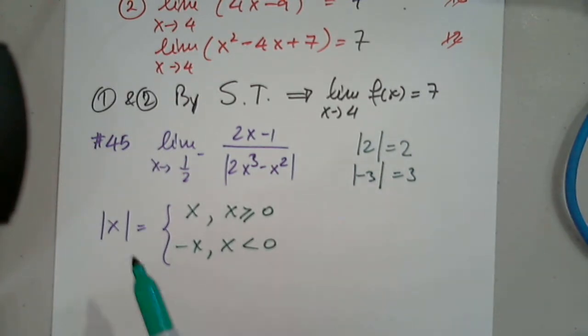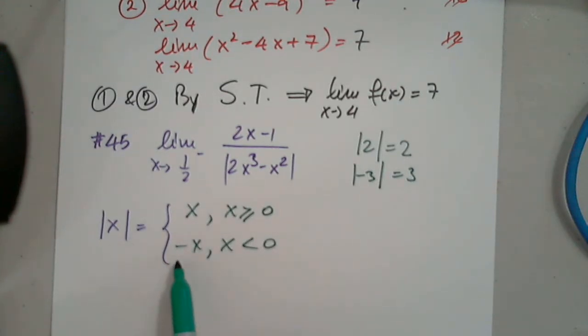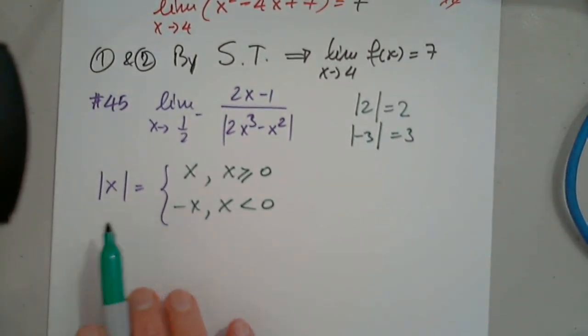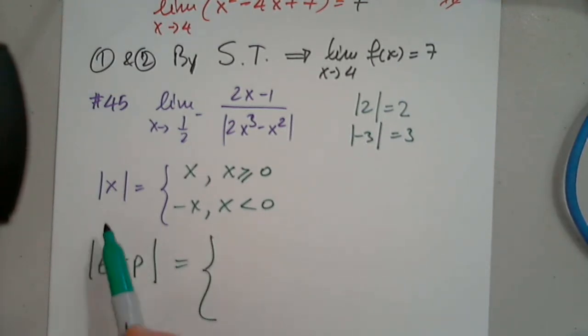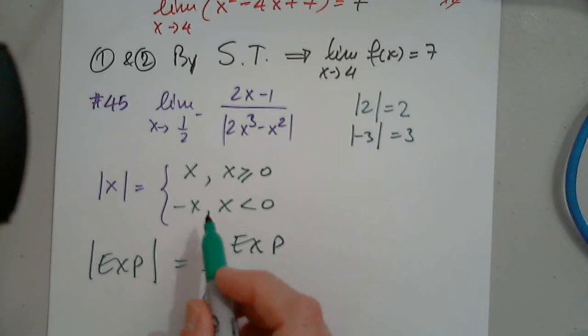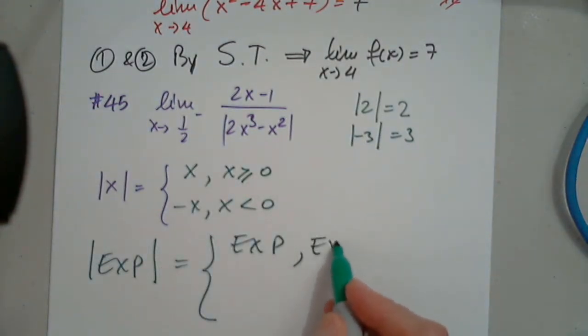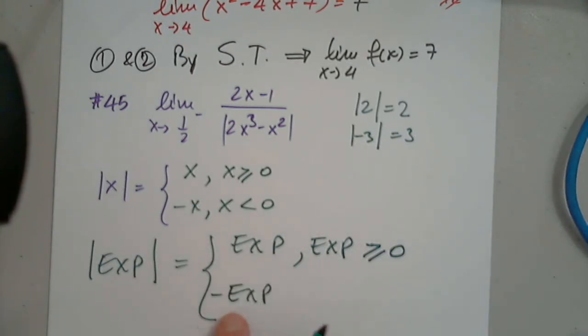The absolute value of x can be replaced by x if x is a positive number or 0, or it will be replaced by negative x if x is negative. But this is for x. In general, any expression in absolute value, because I don't have x, I can have anything. Any expression in x or variable is the expression itself if the expression is greater than or equal to 0, or negative the expression, the opposite of the expression, if the expression is negative.